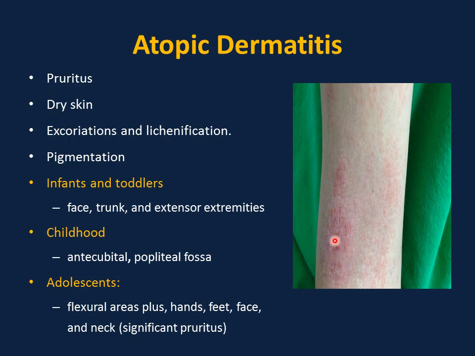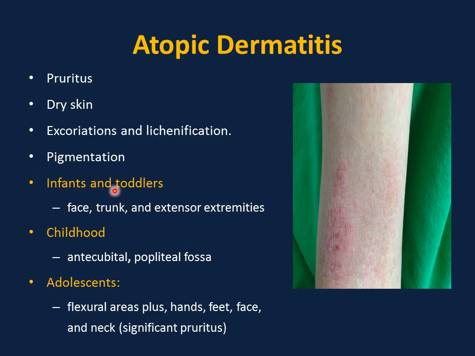Excoriations that you can see here, abrasions, and lichenification, thickening of the skin. So the eczematous area is thicker than the rest of the skin or the healthy areas. Pigmentation could be hypopigmentation or hyperpigmentation depending on the original color of the skin.